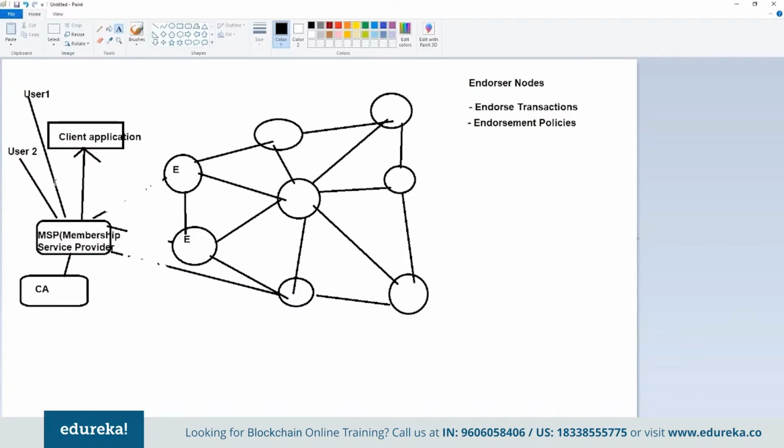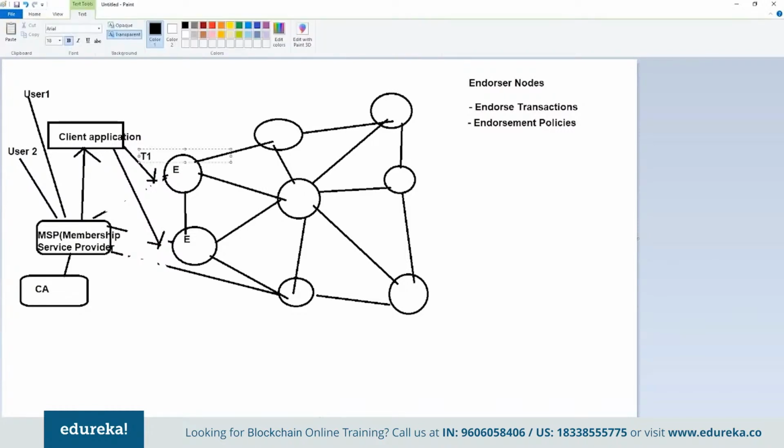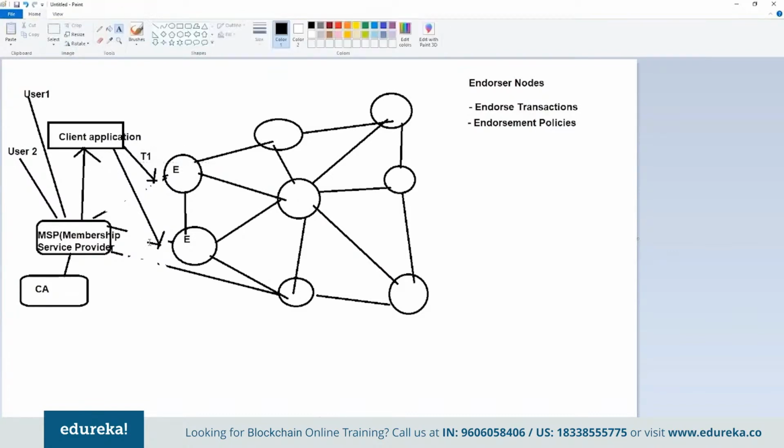So what happens is that the client application will send the request to these endorsers, endorser 1 and endorser 2. It will send the request that, okay, I want to perform a certain transaction. Say the name of the transaction is T1. Say this transaction is basically updating the land record. There is a sale request for a particular land record and the client application is sending that request to the endorser.